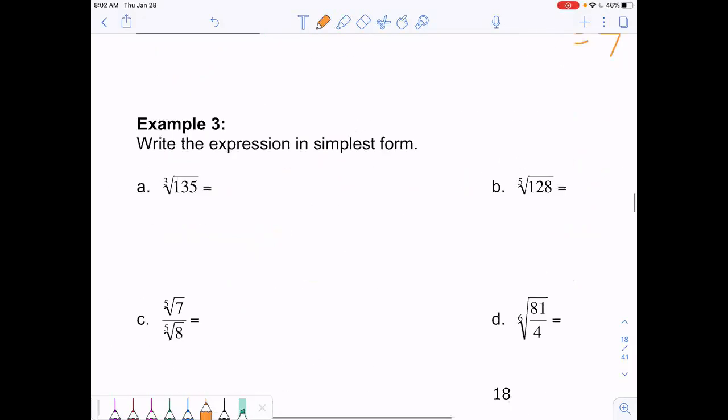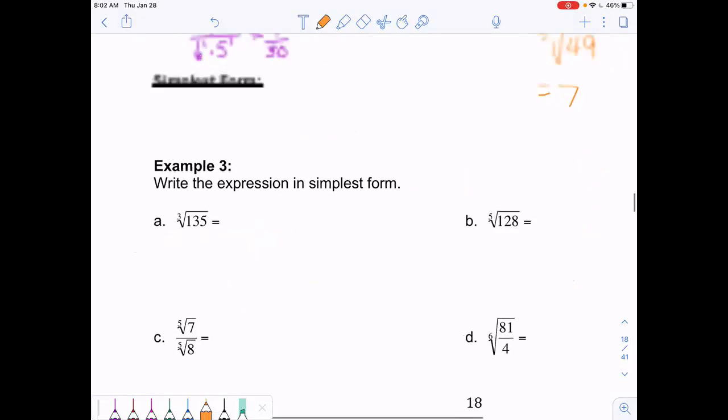All right, so the last couple here, why don't we just quickly do A and B? I'm not going to define it. We've defined simplest form. Let's see if we can think about A and B. Simplest form means we should be able to break these down, which is what we were doing on the previous page. So you might need the little cheat sheet. We want to break down 135, a perfect cube that goes into 135. And then we want to break down 128, a perfect fifth that goes into 128.